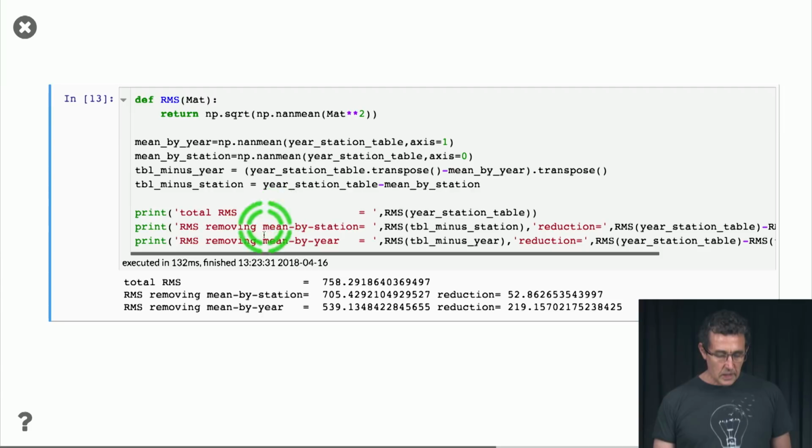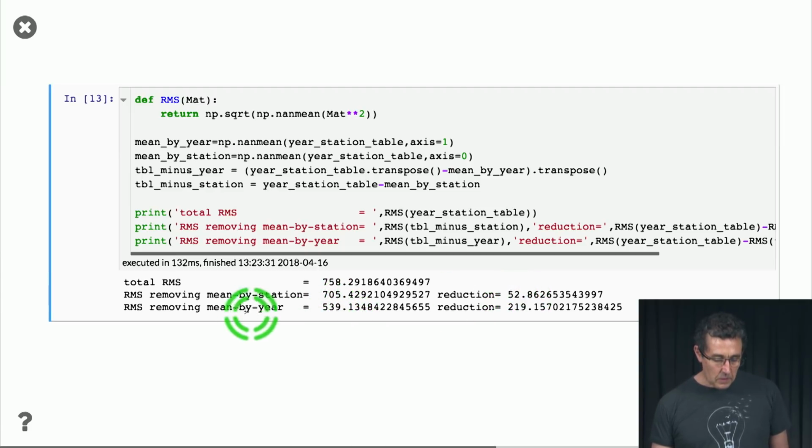So what we see here is basically that if we look at the total error before we subtract the mean, then we see that the error is 758. So that's the error relative to the mean of everything. And then if we look at subtracting the mean by station, it reduces it to 705, so a reduction of 52.